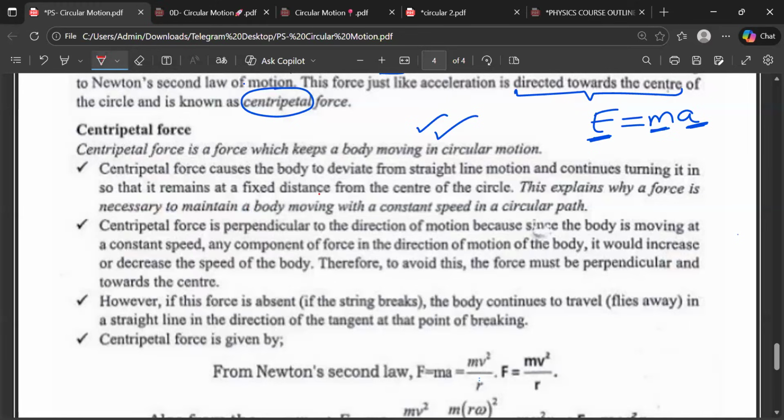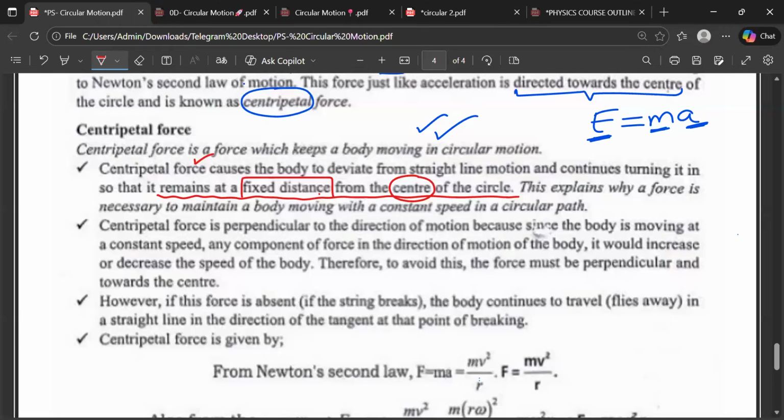They are saying centripetal force causes a body to deviate from a straight line and continues turning it. Since it's supposed to maintain circular motion, it will make the body deviate from all other kinds of motion. And they are saying so that it remains at a fixed distance from the center. I already told you the center is our fixed point, and the fixed distance means the radius, isn't it? Because the radius is the same from the center up to all points of the circle.